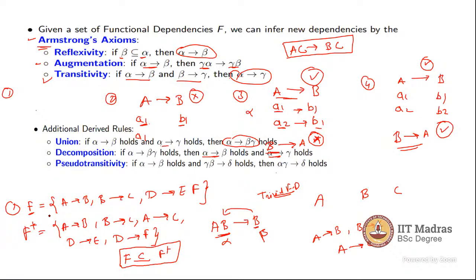Why are we further decomposing D determining EF as D determining E and D determining F? Okay, suppose during the decomposition theorem, we'll discuss one example here. Say suppose I have to calculate the closure of.